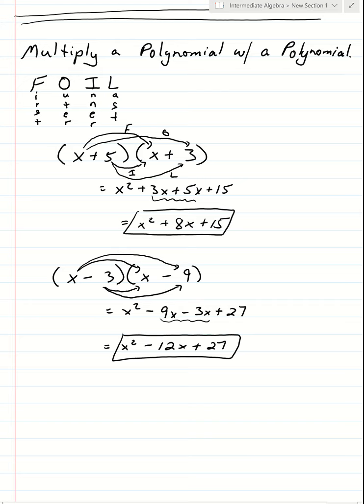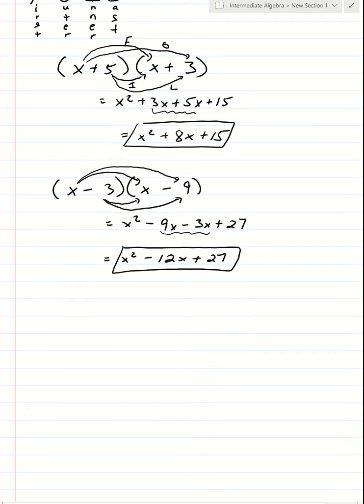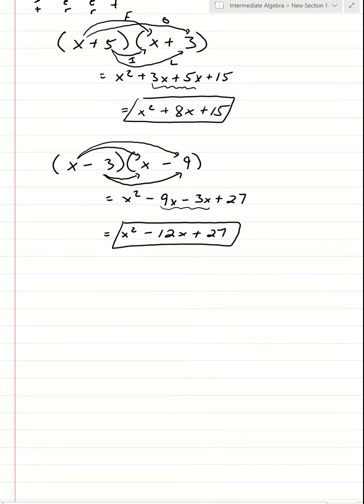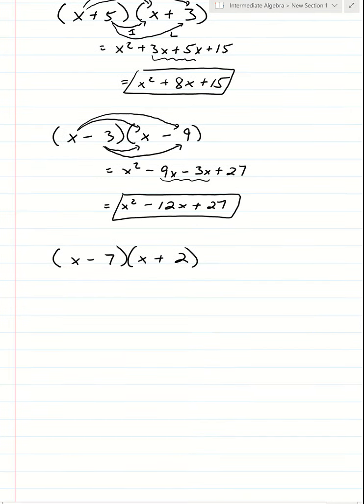You have performed any and all operations. You multiplied and you combined like terms. Let's try another one. Let's say we have maybe x minus 7 times x plus 2. We want to multiply. I'm going to start by multiplying, of course, x times x. That would give us x squared. X times the 2 would give you a plus 2x.